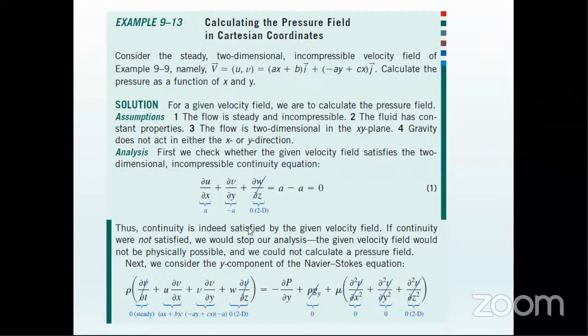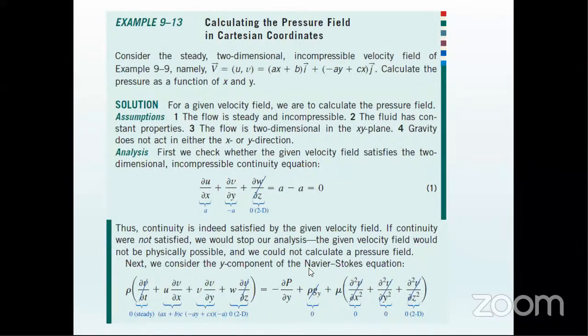Continuity is indeed satisfied by the velocity field, because there is no net change of the fluid moving along the direction of the flow. You can't expect flow along the v direction, it will flow only along the direction of the flow. If continuity were not satisfied, we should stop our analysis, because the given velocity field would not be physically possible and we could not calculate a pressure field.